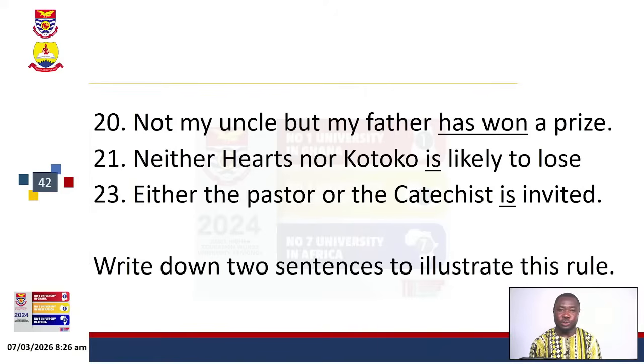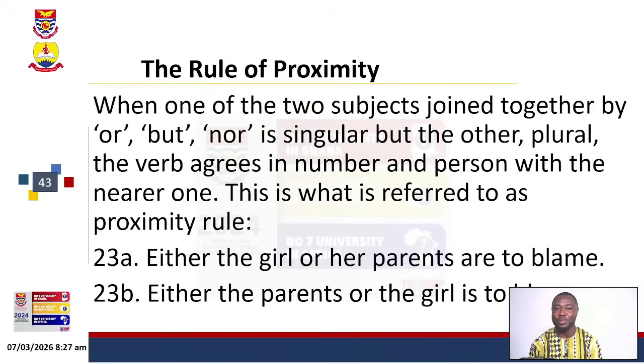Now write down two sentences to illustrate this rule as we move on. There is another rule in this concord thing that we refer to as the rule of proximity. Proximity is closeness, distance. Okay? This rule is very important.